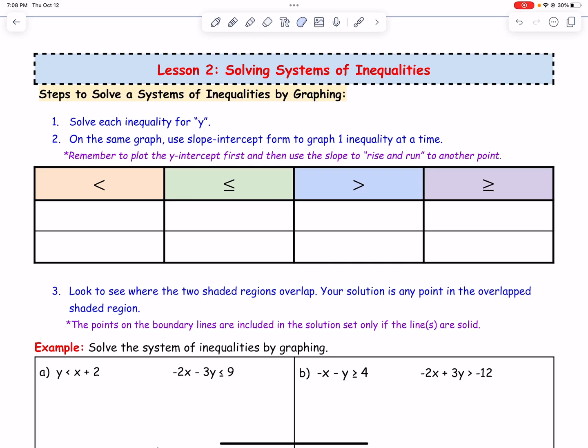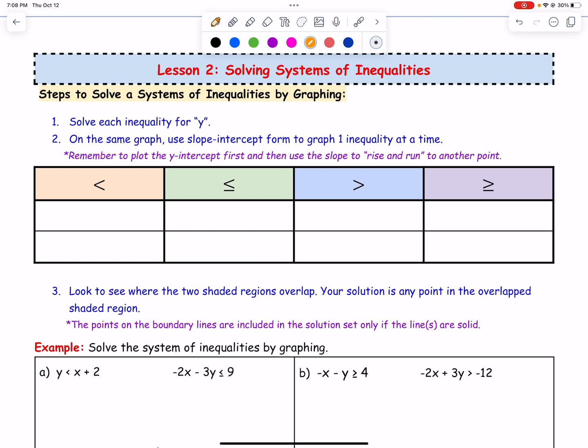Let's take a look at solving systems of inequalities. When we solve systems of inequalities by graphing, we use three main steps. We want to solve each inequality for y, graph both of them on the same graph, and then look to see where the two shaded regions overlap. Those are our three big steps that we need to take.